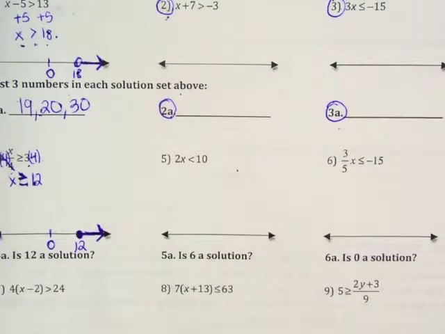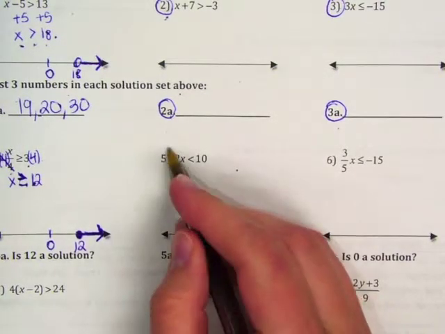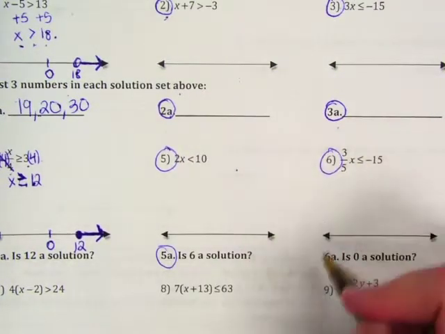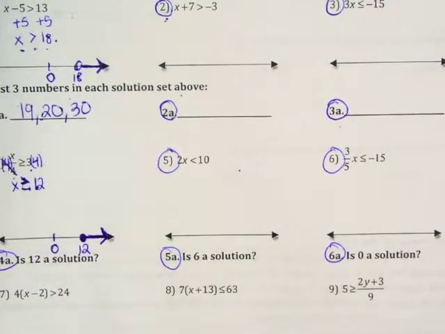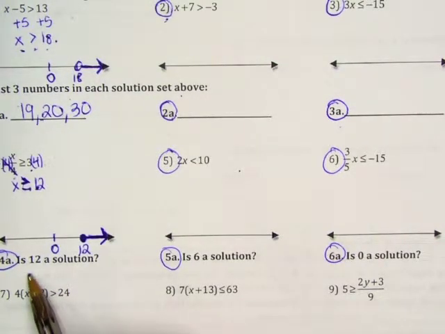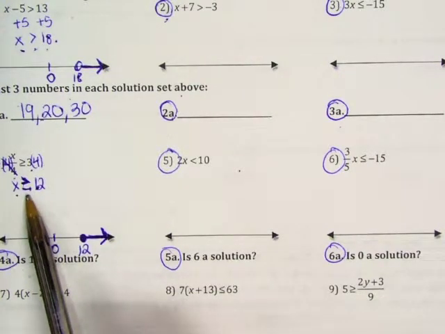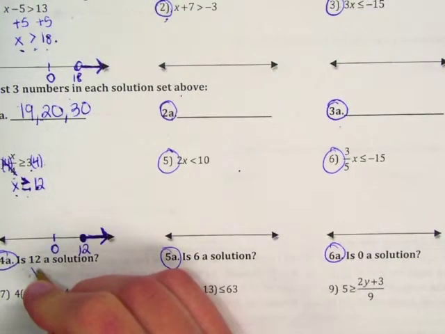Now, pause the video and try 5 and 6 on your own, 5a, 6a, as well as 4a. Try those 5 problems on your own. So first of all, the answer to 4a: is 12 a solution? Well, if I put 12 in for x, they are equal. So yes, 12 would be a solution.